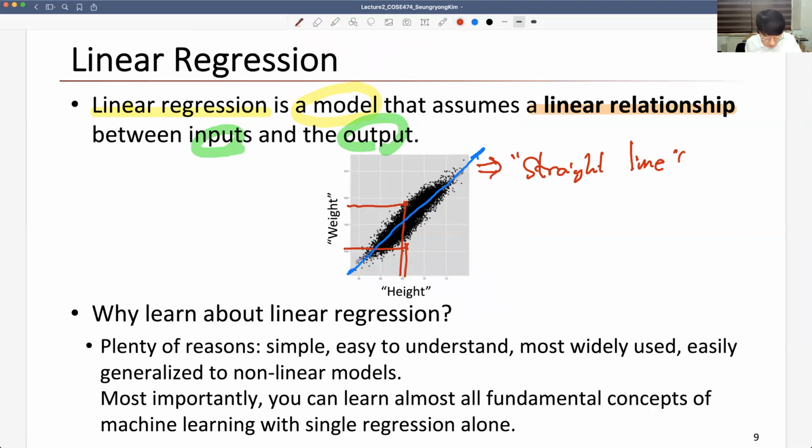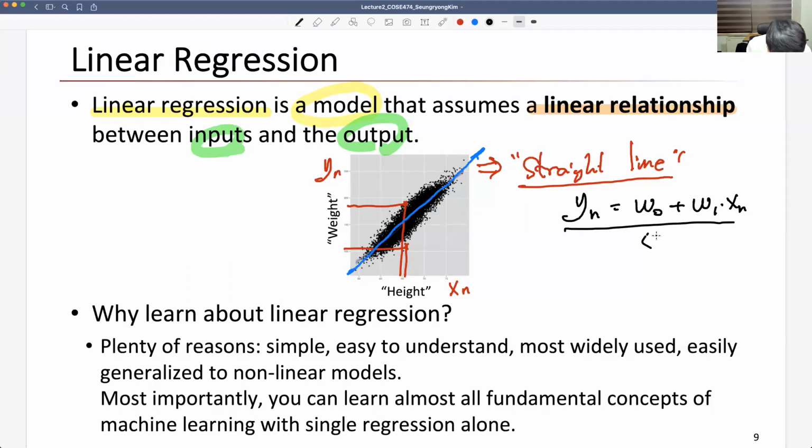So in the straight line case, let's say height is represented by xn and width is represented by yn. Then the straight line can be represented by yn as some kind of linear combination of the input variable. So for example, w0 plus w1 times x1. This is a linear function, right? Then what is the nonlinear case?